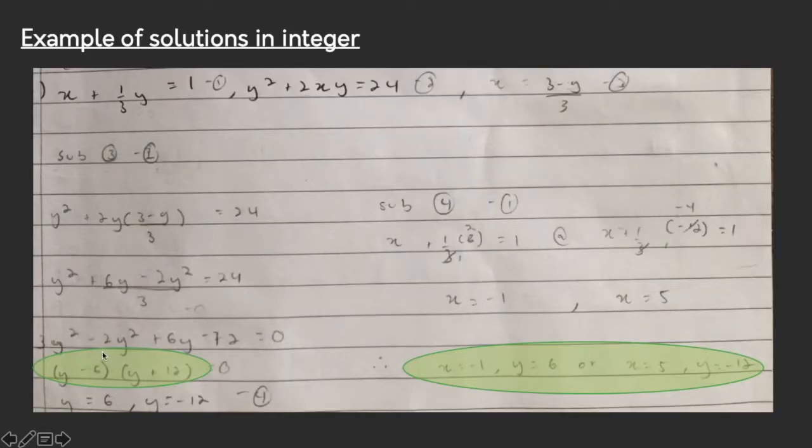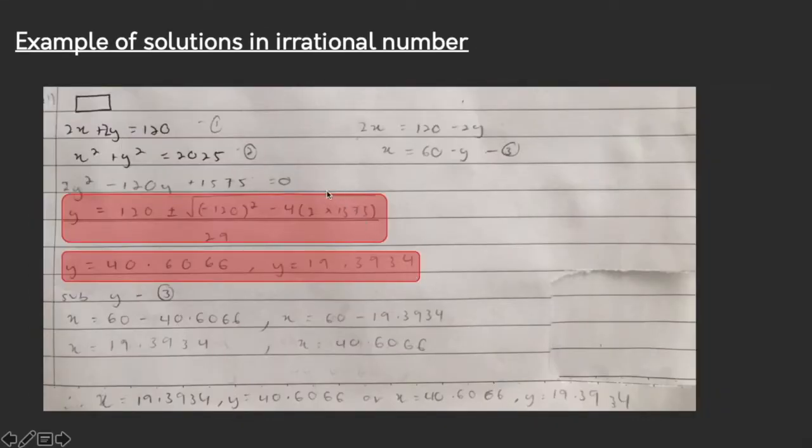This is an example where the solution is an integer, so you can use the factorization method right here. Like right here too, the solution is an integer. And this is an example where the solution is an irrational number. If we insert these numbers, 2, 120, and 1575 into the calculator, we'll get an irrational number. So when we get an irrational number, we cannot use the factorization method. Instead, we need to use either CTS or the quadratic formula.